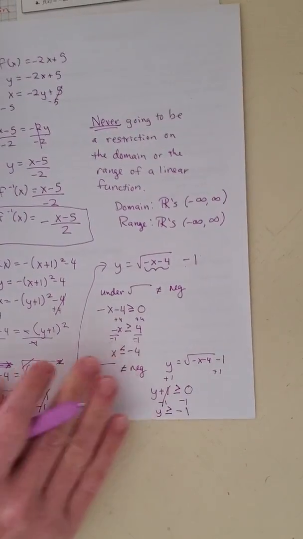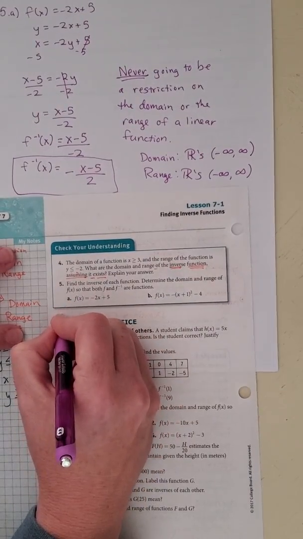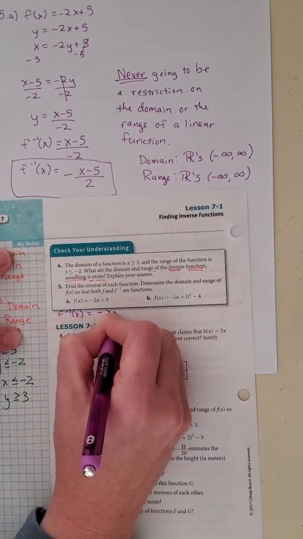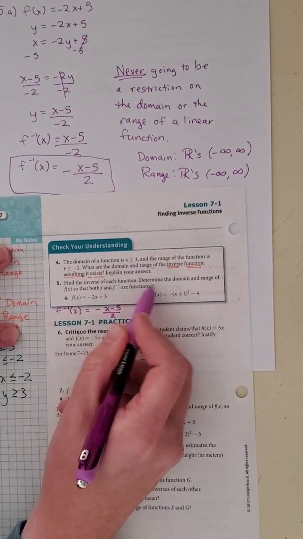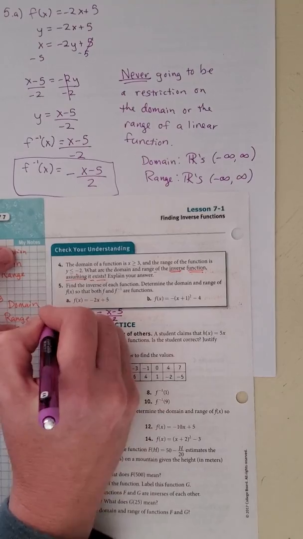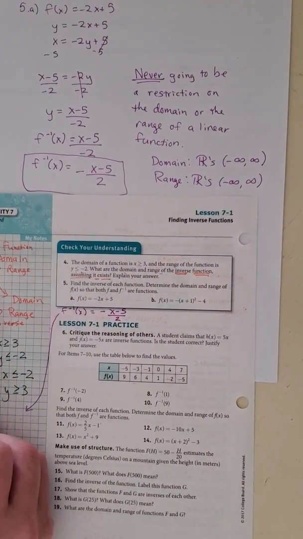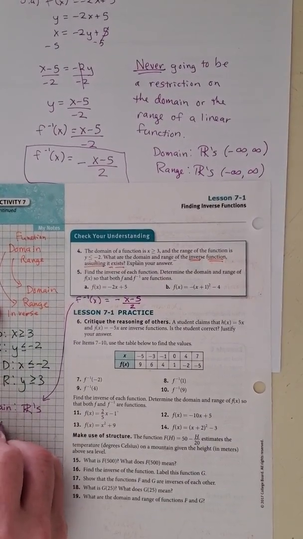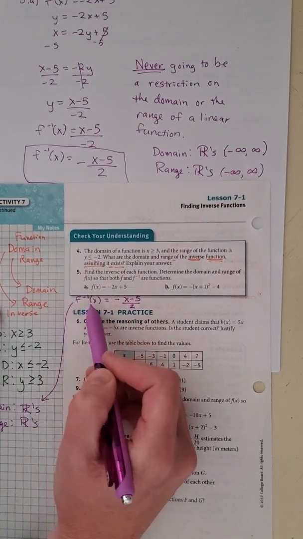All right, now I'm going to go back to the original paper. For the first one, I have that f inverse of x is equal to negative x minus 5 over 2. And the restrictions are the domain and range. So the domain was all real numbers, and the range was also all real numbers. Never a restriction on a linear function.